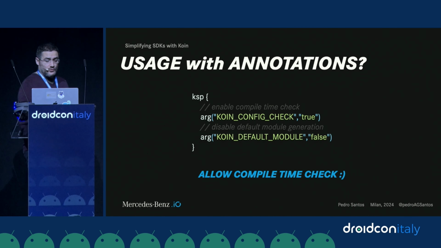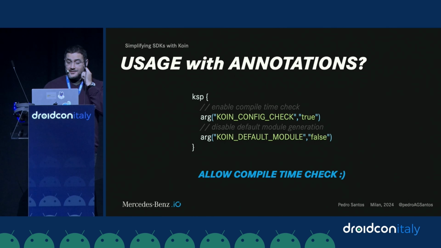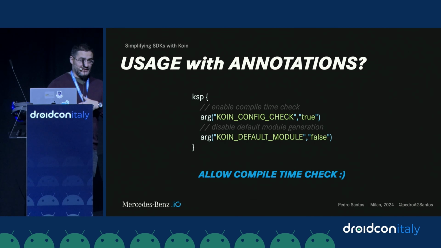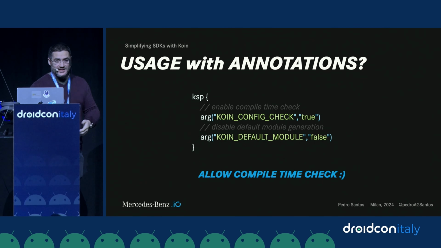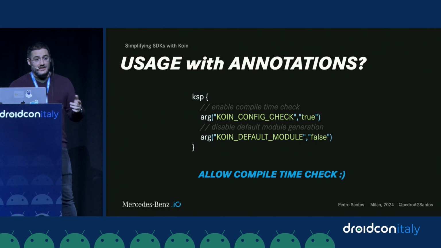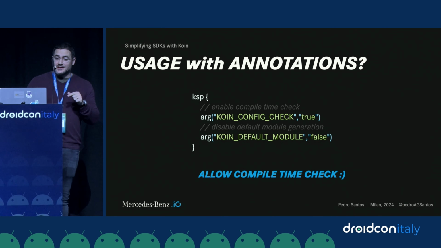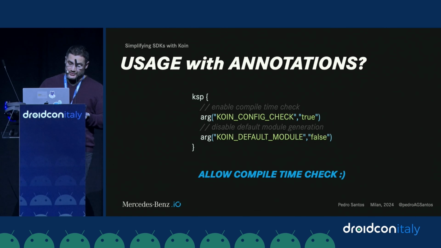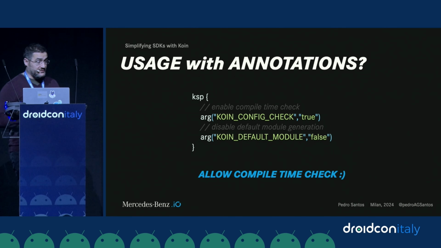And one cool thing is you do have a compile time check. A lot of people were complaining that Koin doesn't have a compile time check, and that Dagger has one. Well, actually, if you're using annotations and you use this flag, it will allow you to have a compile time check.